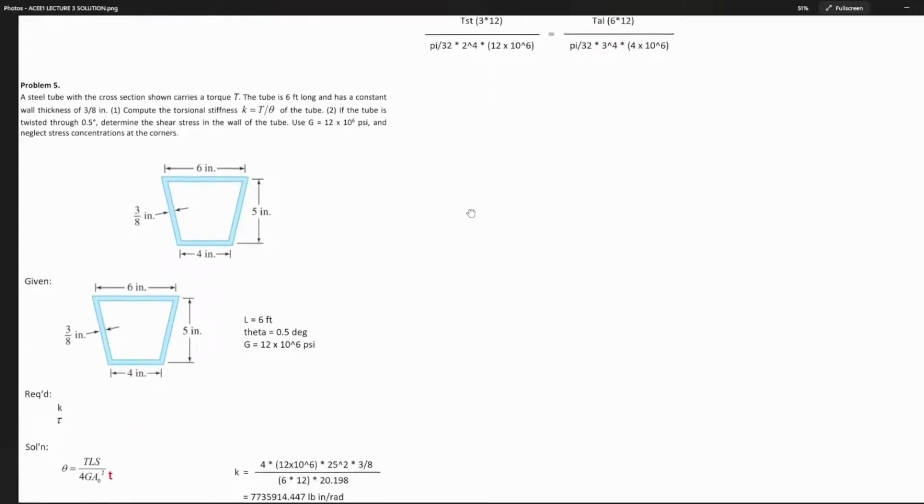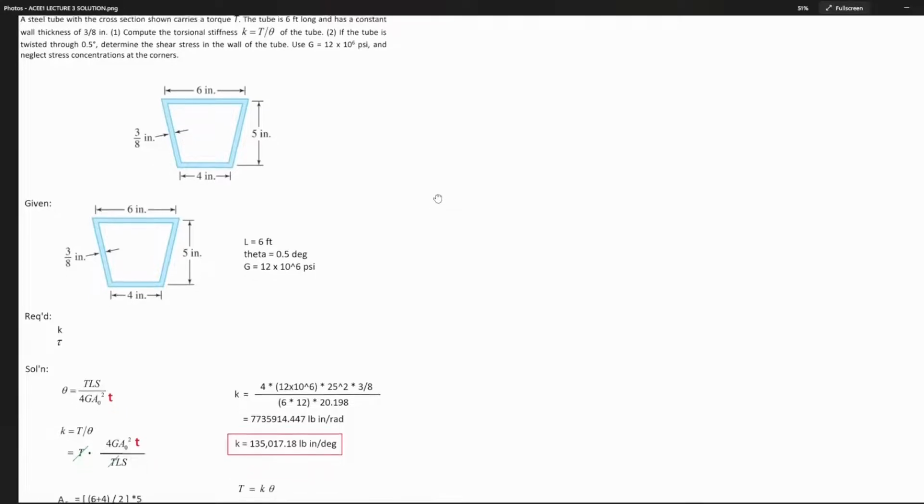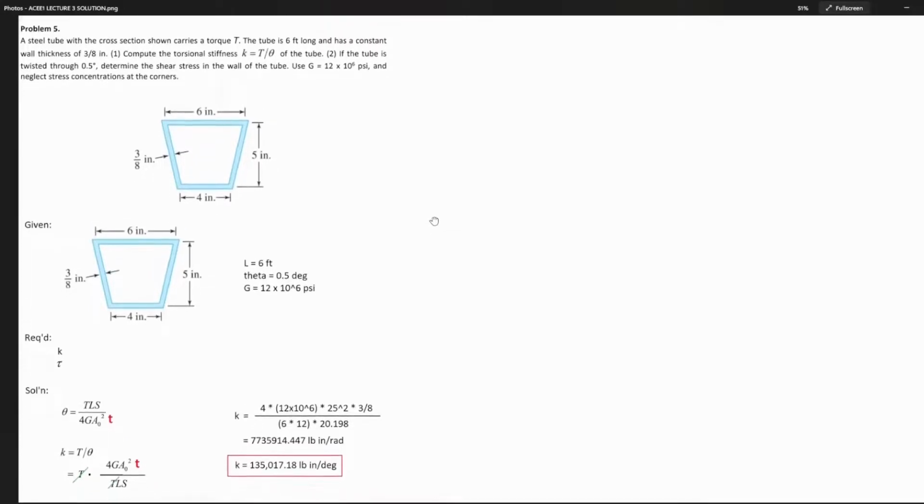Next, we have this problem. So, meron na tayong thin-walled tube. A steel tube with a cross-section shown carries a torque P. The tube is 6 feet long and has a constant wall thickness of 3/8 of an inch.